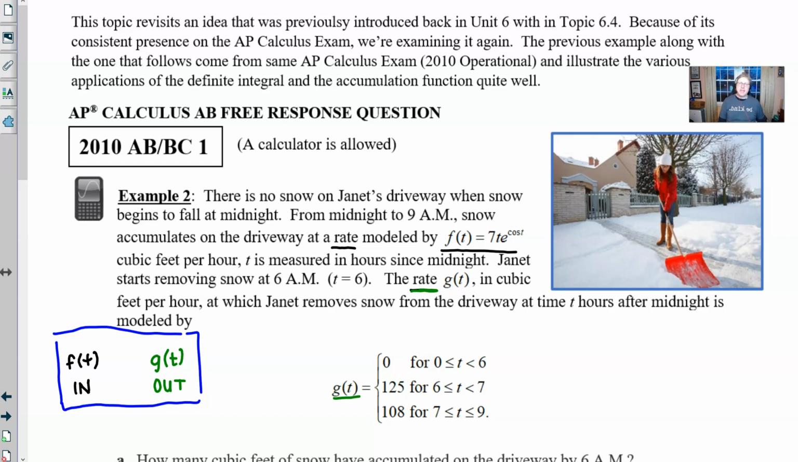This takes care of our topic 8.3, and the rest of the way in this particular unit 8 is all about area volume. So be sure to check those videos out.